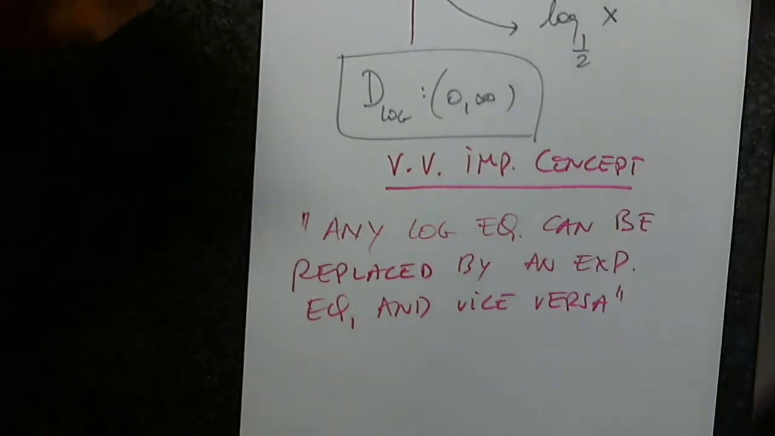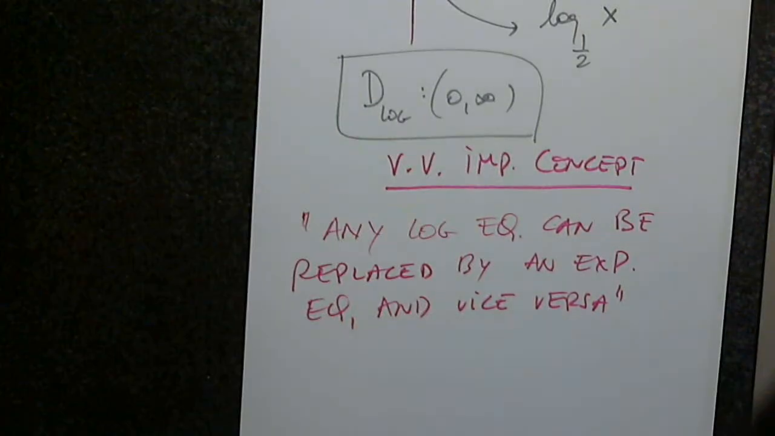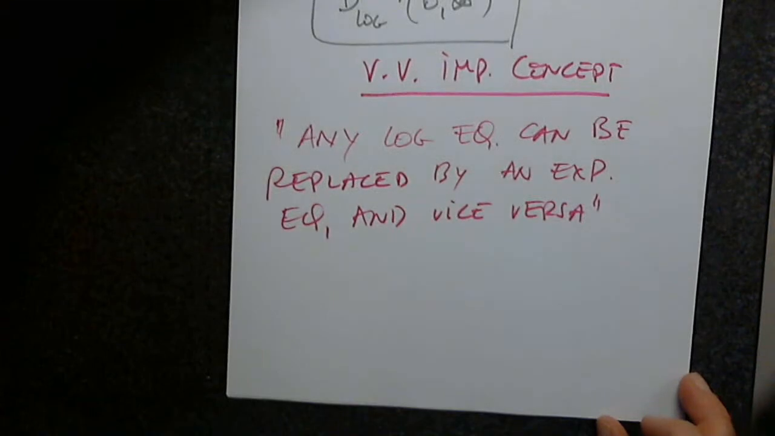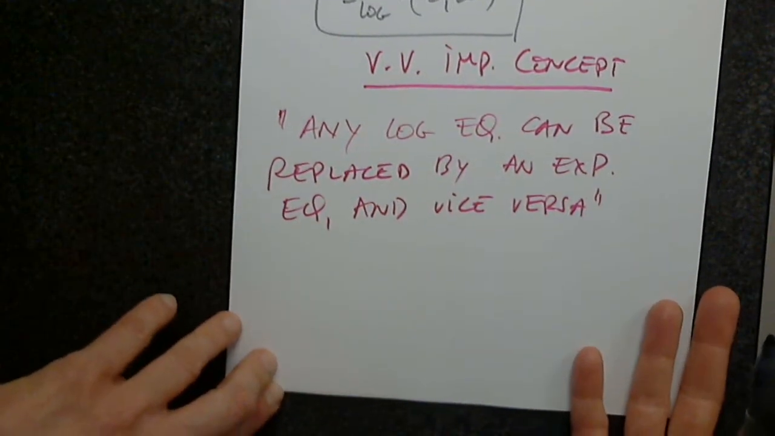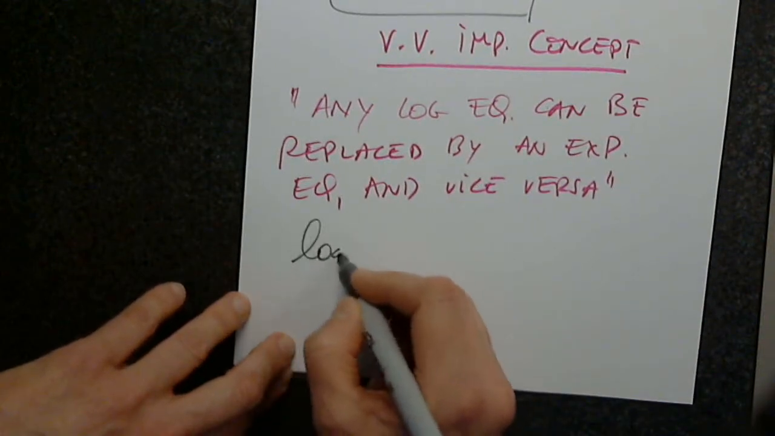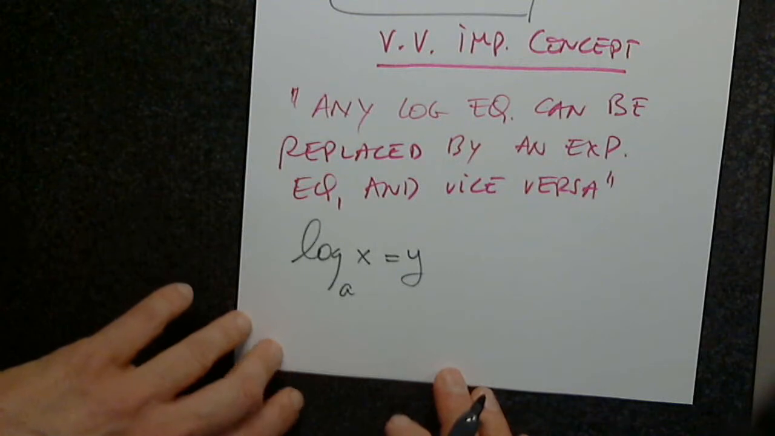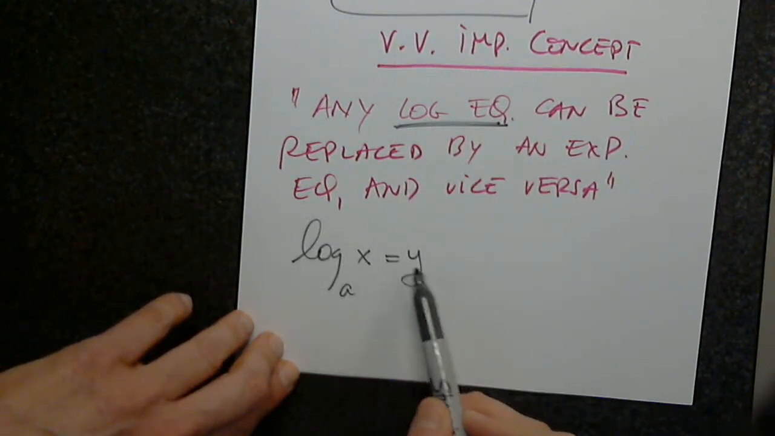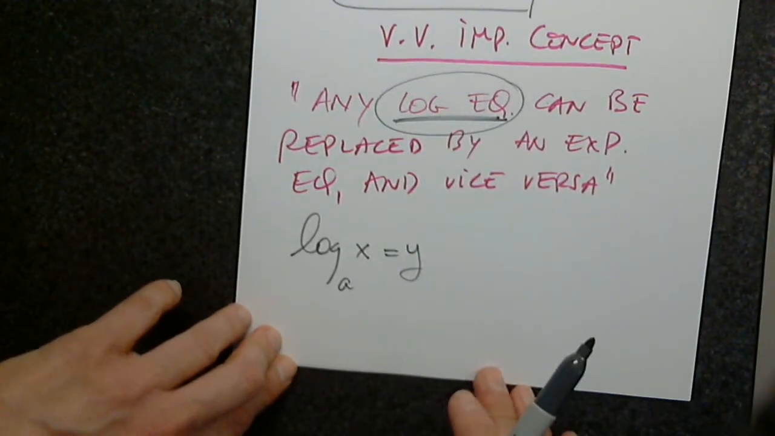So this is in plain English, right? Any log equation can be replaced by, or is equivalent to, an exponential equation and vice versa. Any exponential can be replaced by a log. But how does this look in mathematical terms? Log base a of x is y. So this is a log equation. Log base a of x is a number, y. I wrote a log equation.